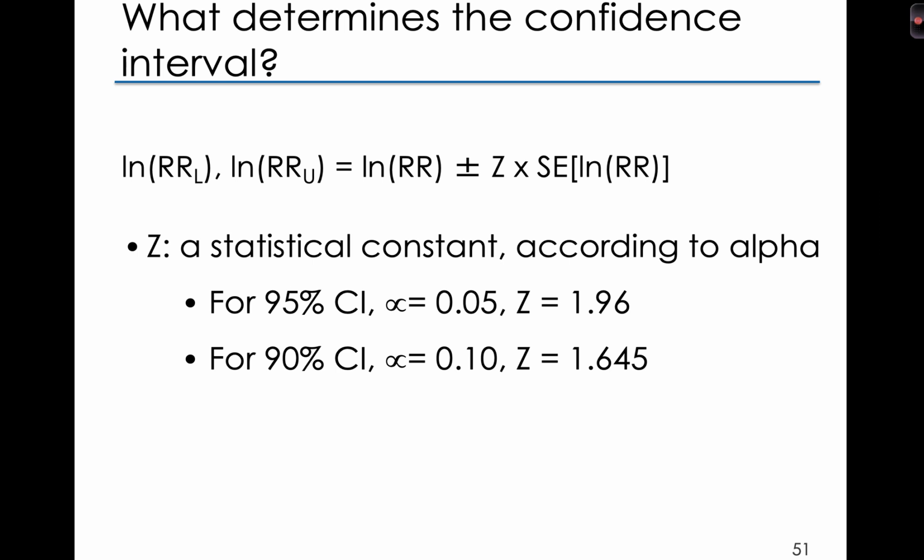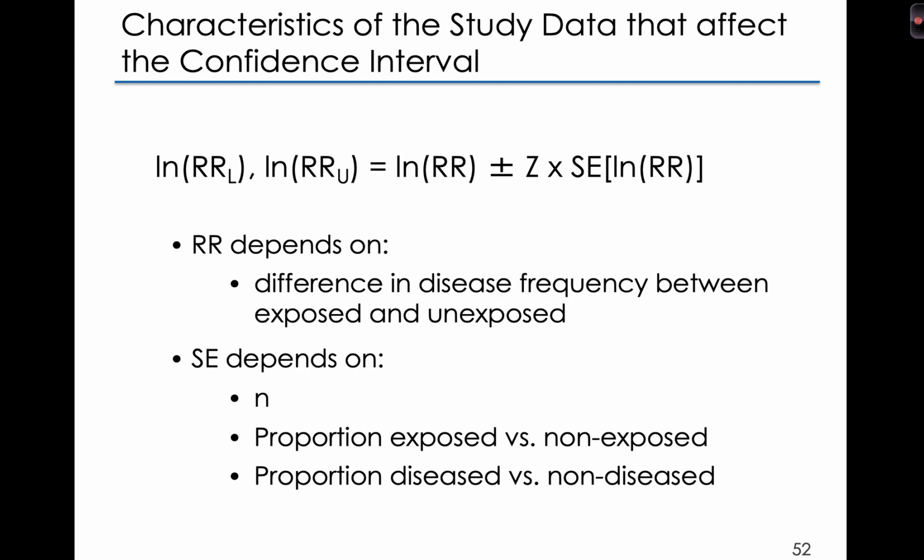It's a constant. Okay, then that standard error or standard deviation. So, going back to some other parts, the risk ratio, of course, depends on the difference in the disease frequency between the exposed and the unexposed. So the farther your point estimate risk ratio is from 1, the farther your confidence intervals are going to be from 1. That's fairly intuitive. Okay, and that leaves us with the standard error.